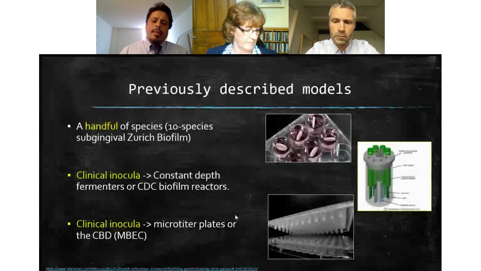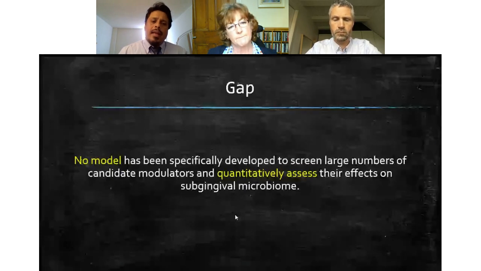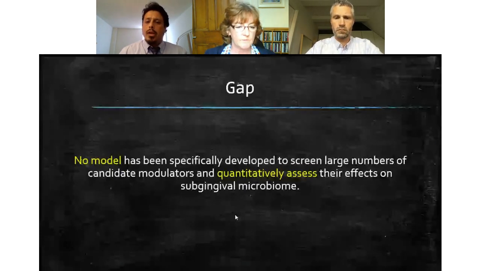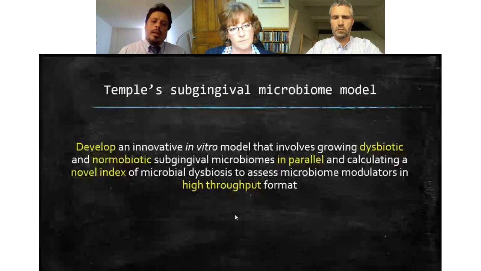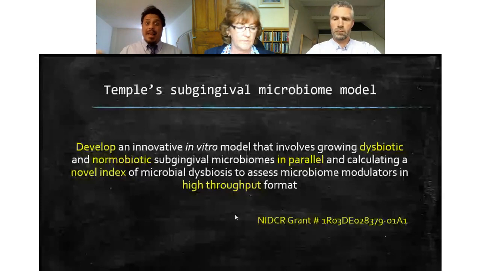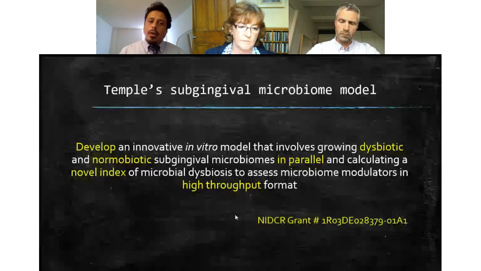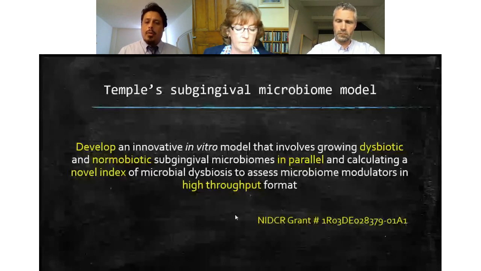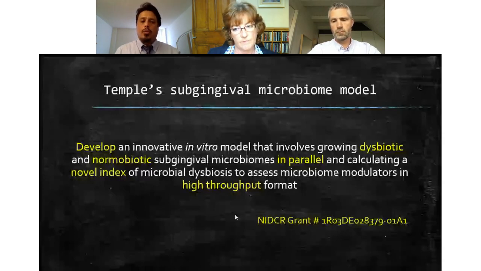So the gap we identified in the literature was that there is no model that has been specifically developed or optimized to screen large numbers of candidate modulators and, more importantly, quantitatively assess their effects on the subgingival microbiome. So we propose to develop an innovative in vitro model that involves growing dysbiotic and normobiotic subgingival microbiomes in parallel. So you have the balanced and imbalanced microbiomes grown together. And then we calculate a novel index to measure microbial dysbiosis, and that will help us assess microbiome modulators in high throughput format. And we received a grant from NIDCR to do that.